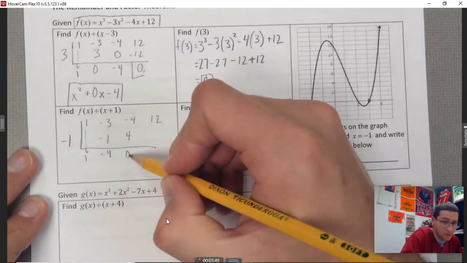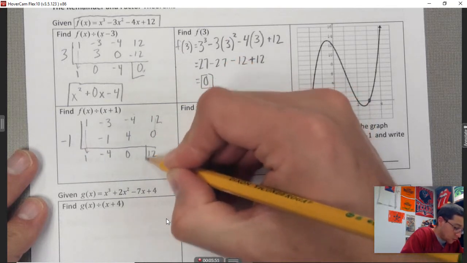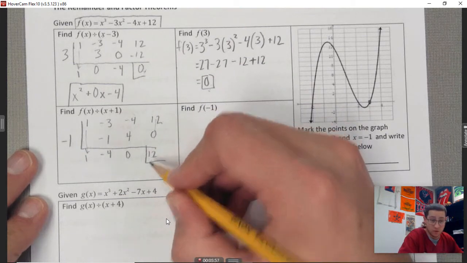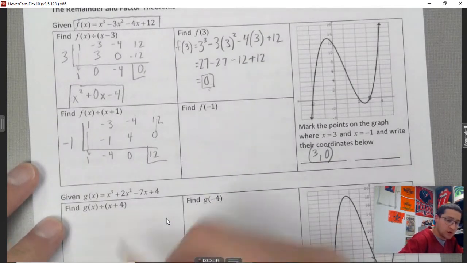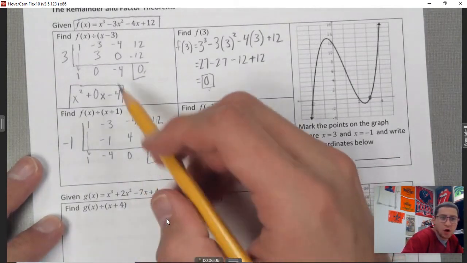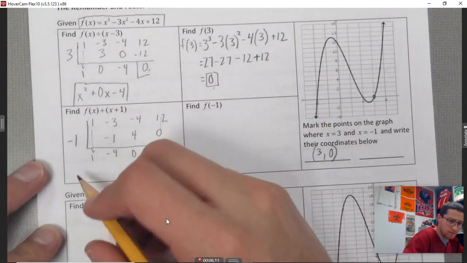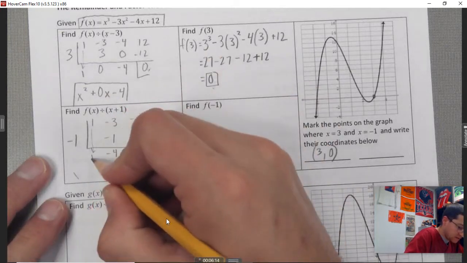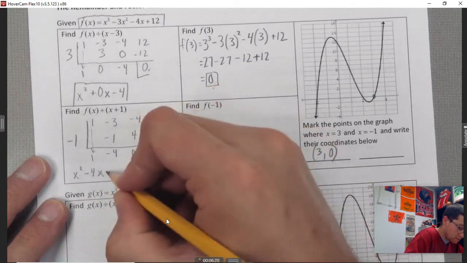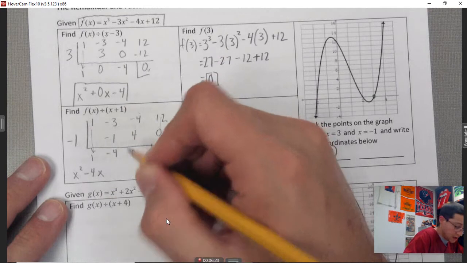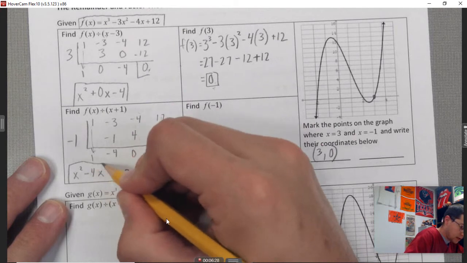Negative 1 times 0, that's 0. Then we add these two up to get 12. So this time my remainder is 12. There are a couple different ways to write this. One is, I know in one of the videos it mentioned writing 12 over x plus 1. You could do that, or you can write it how I'm going to do it: this is equal to x squared minus 4x, and I'm not going to write the plus 0, but I am going to write remainder, like R 12. So that's another way to write it.